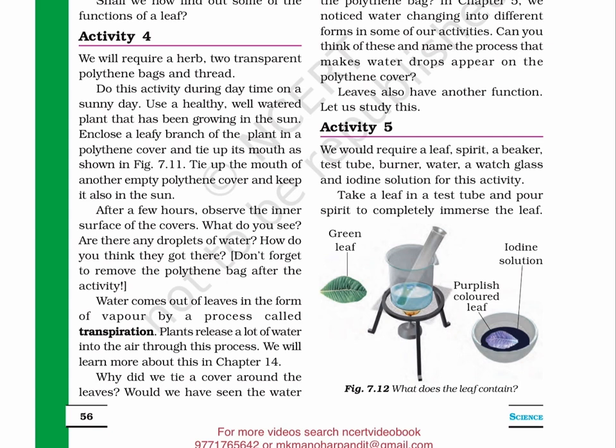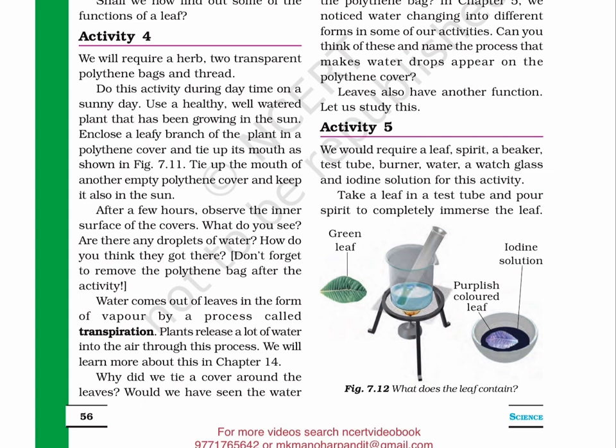Water comes out of leaves in the form of vapor by a process called transpiration. Plants release a lot of water into the air through this process. We will learn more about this in chapter 14.